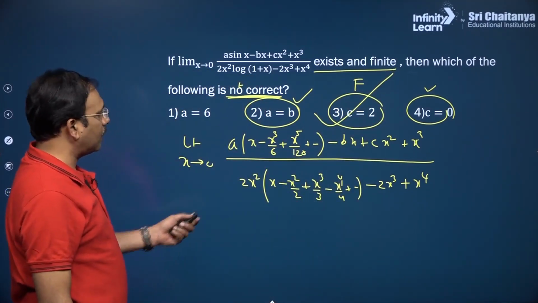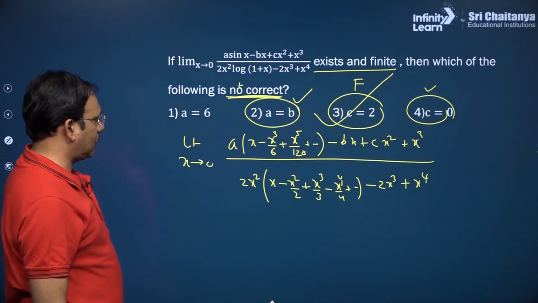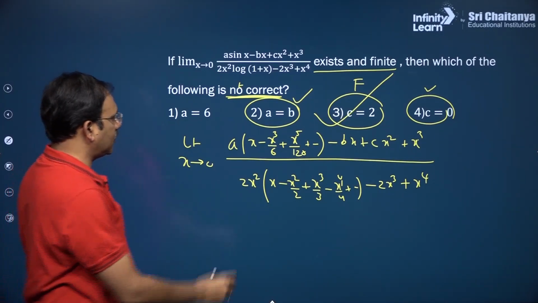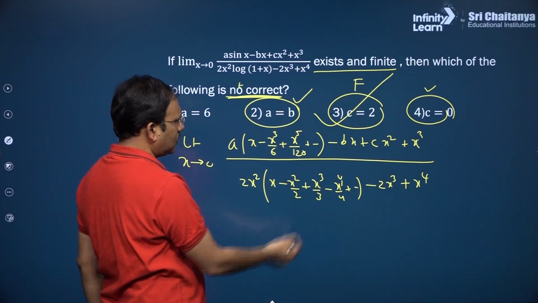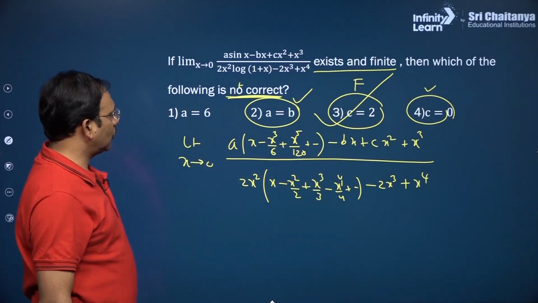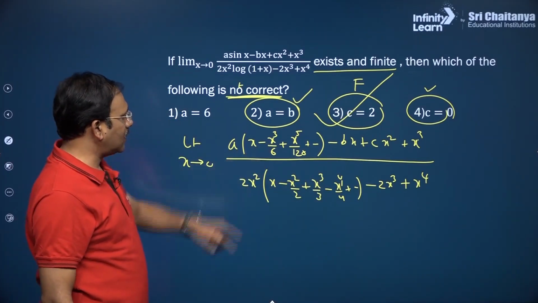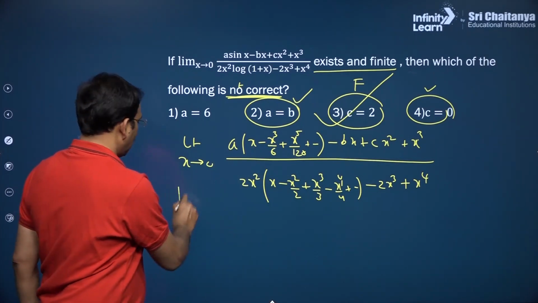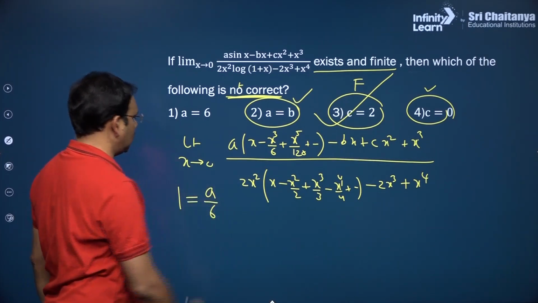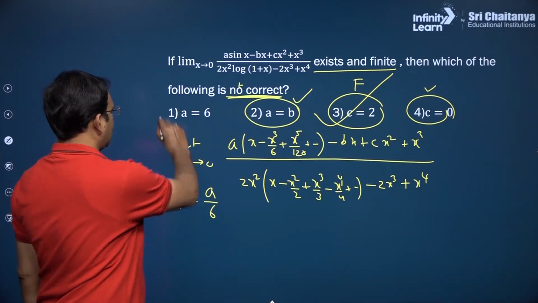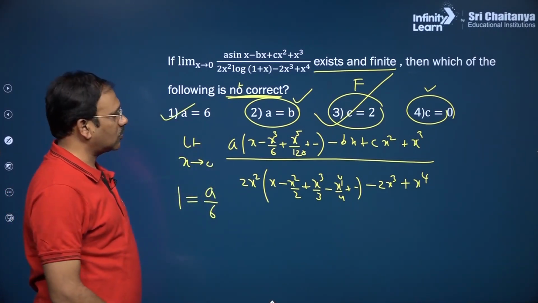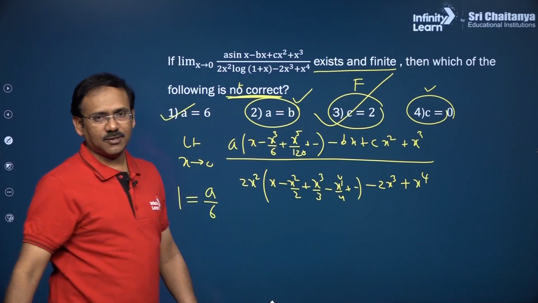And you can also observe the x power 4 coefficient or x power 5 coefficient is a by 120. You see, x cube is given, right. So, the x cube coefficient, minus a by 6 plus 1, that is 1 minus a by 6, must be 0, so a is equal to 6, my dear friends. So, this is also correct, the false one is the third option, right.